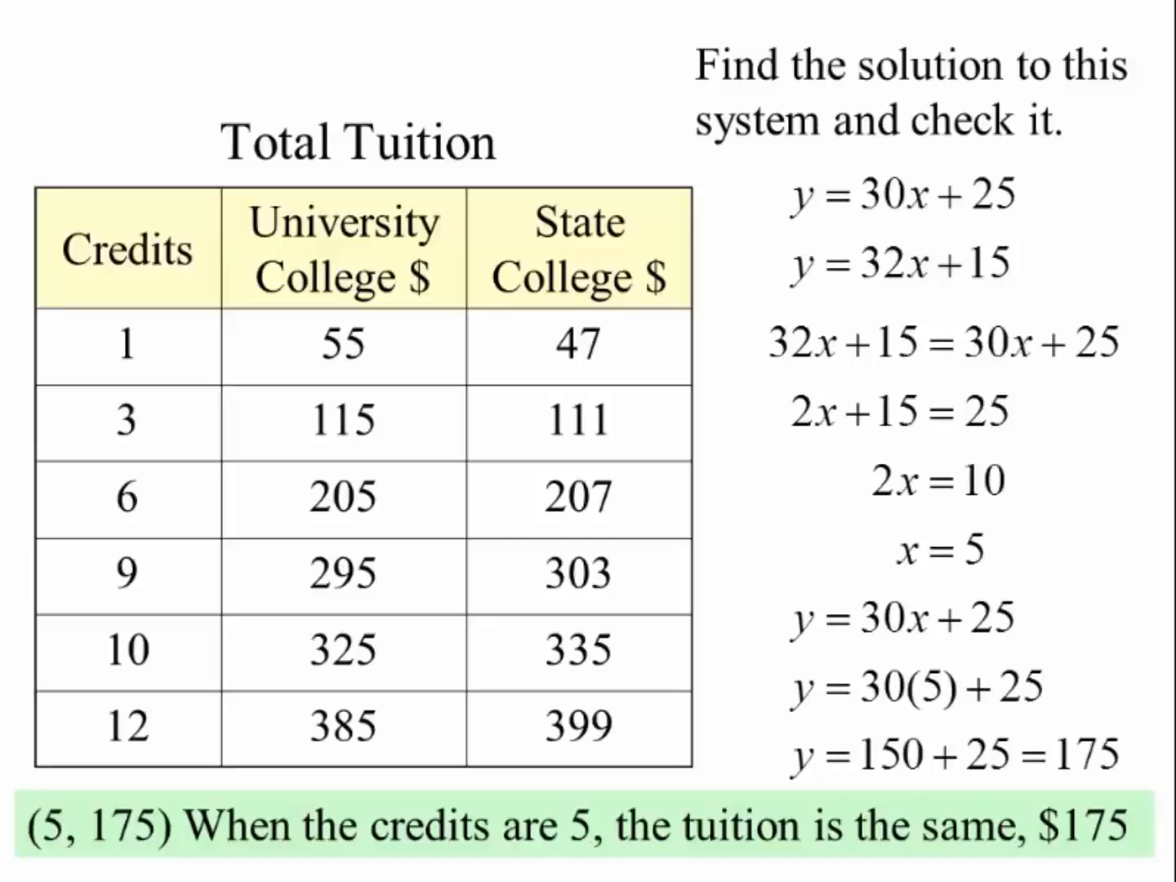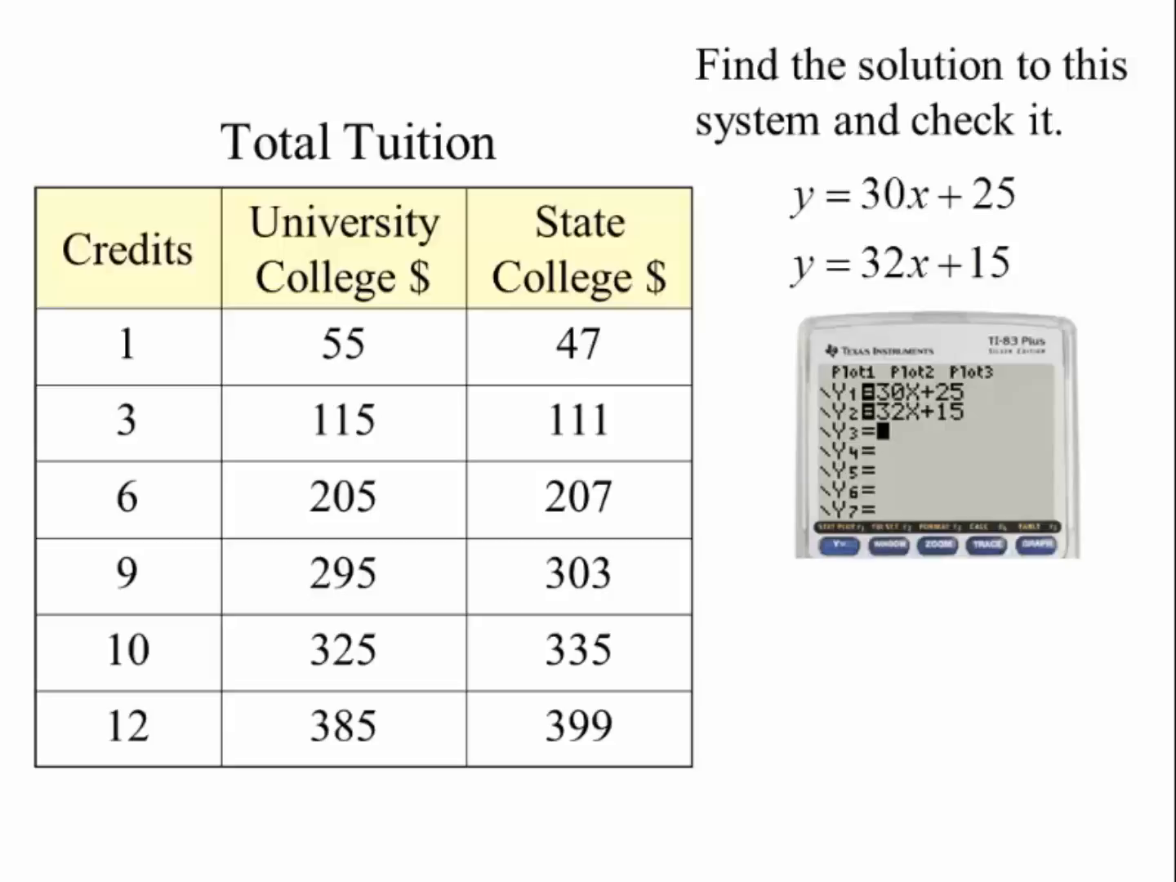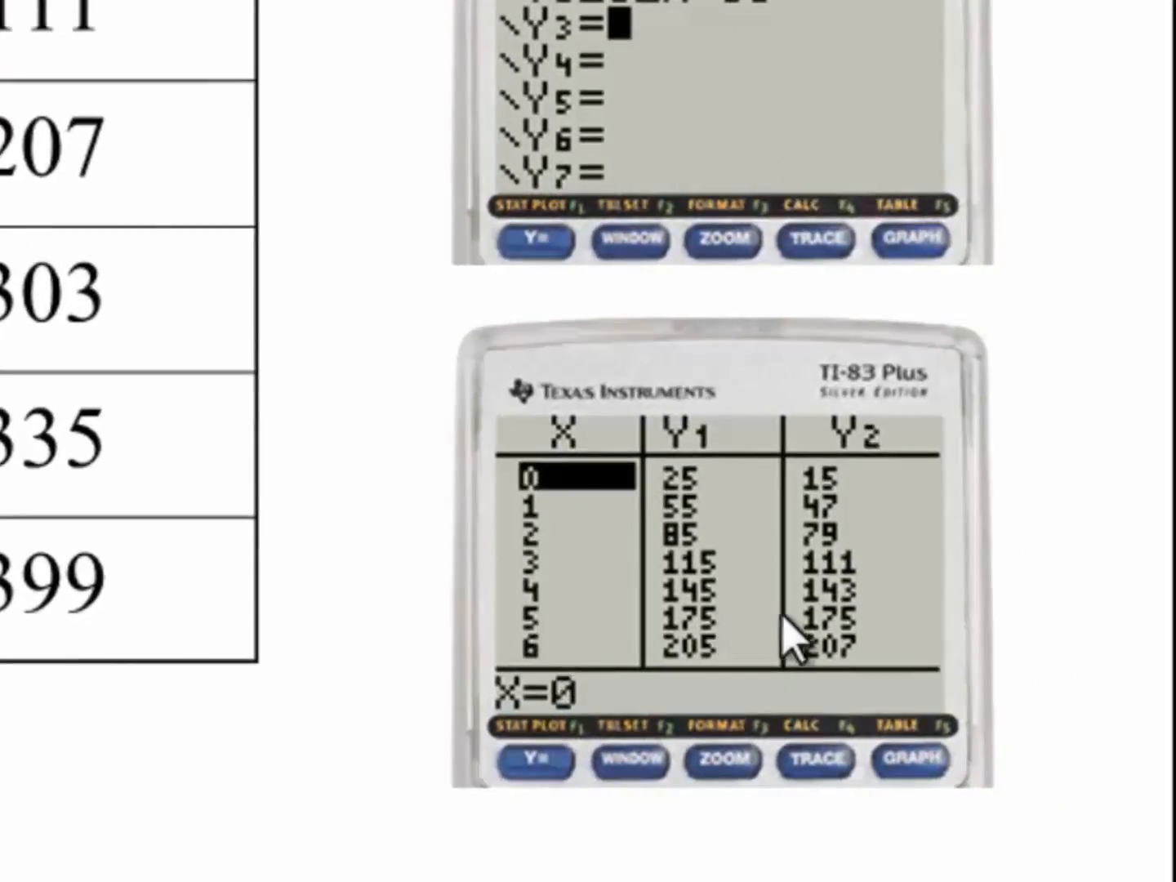Which means when the number of credits is equal to 5, the tuition is 175 for both the university college and the state college. Now to check it, I'm going to use the graphing calculator. I type in my equations in y1 and y2, and using my table feature, I see that when x is 5, we have 175 for y1 and y2.